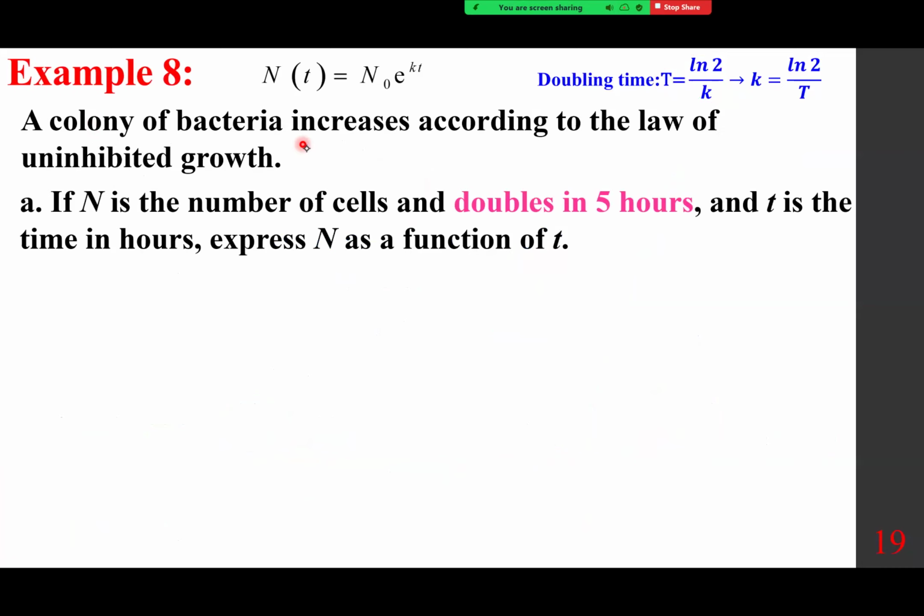A colony of bacteria increases according to the law of uninhibited growth. If n is the number of cells and it doubles in 5 hours, and t is the time in hours, express n as a function of t. Now, the bottom line is we want to go with this formula, everybody. And all they are really asking us, because they have given us the doubling time, is to establish the value of k. And you can use ln2 divided by t, which is 5, ln2 divided by 5. You can use that, and that's absolutely fine. If you want to establish it again using this formula, this is the same formula that was mentioned. Okay, everybody.